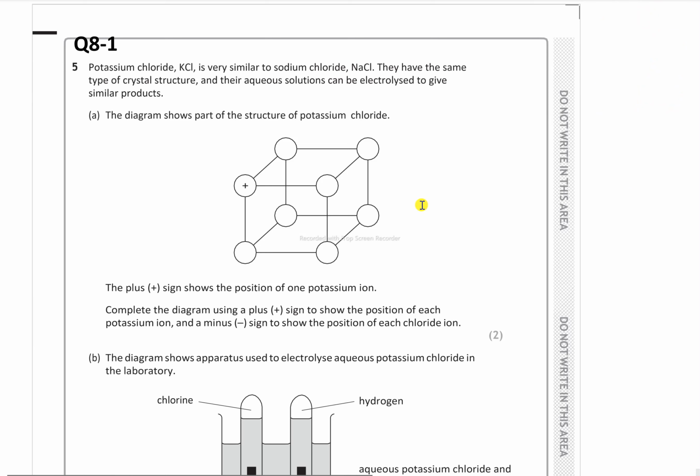Right. Potassium chloride is very similar to sodium chloride. They have the same crystal structure, so 3D lattice, which can be electrolyzed. That's electrolysis to give similar products. So look, if you've got a positive ion here, you've got a negative one there. You've got a positive one there, negative. They alternate. Yeah, that's all it is. It's as simple as that. There you go, done.